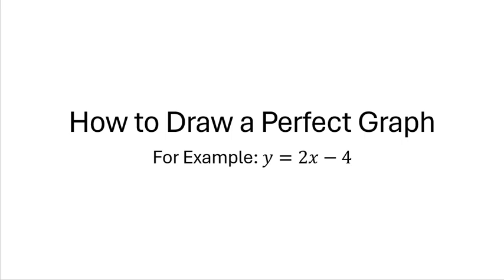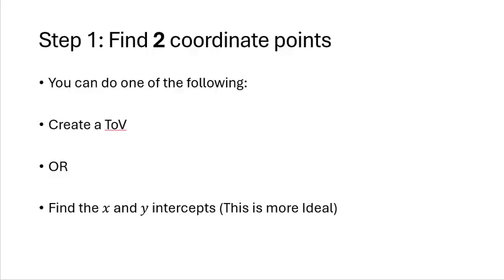Alright, this video is about drawing the perfect graph. For our example, we are going to use y equals 2x minus 4. Step one is you're going to find two coordinate points. Now, you can do one of the following. You can either create a table of values or you can find the x and the y intercepts.